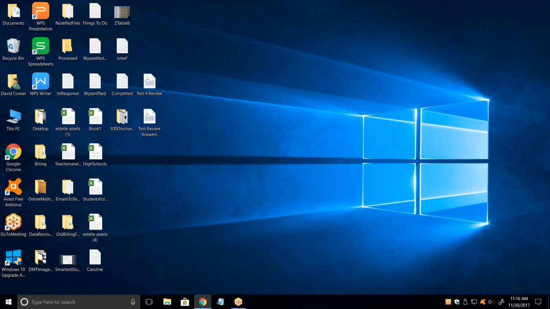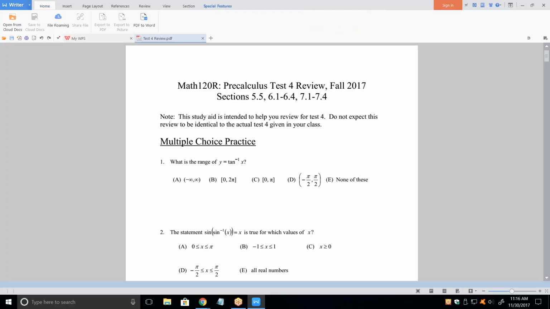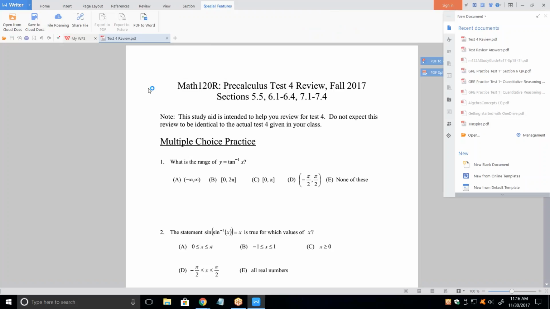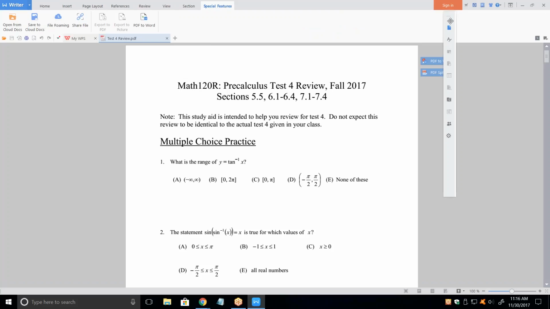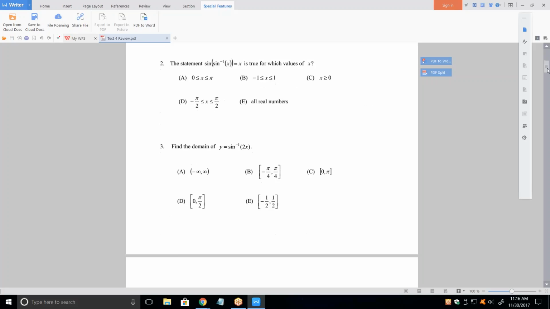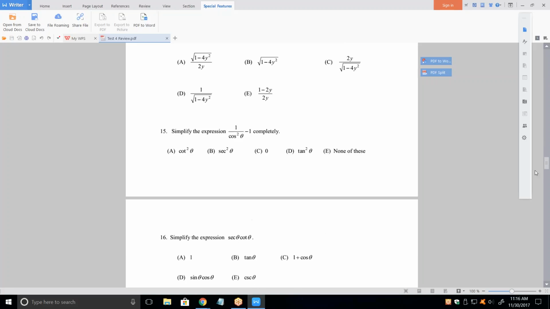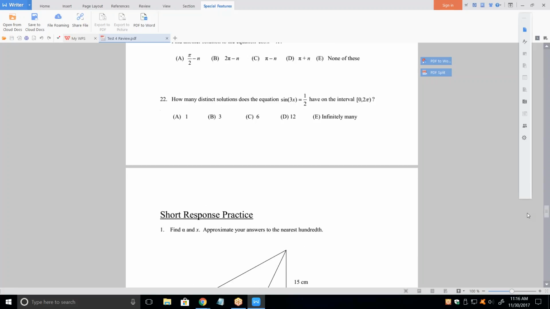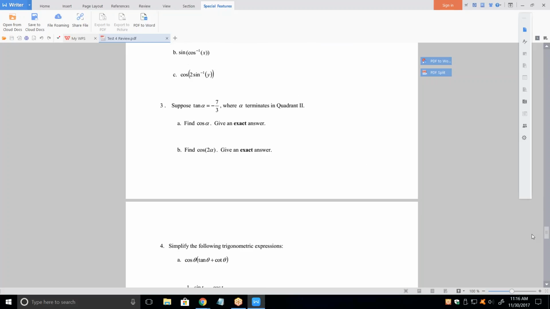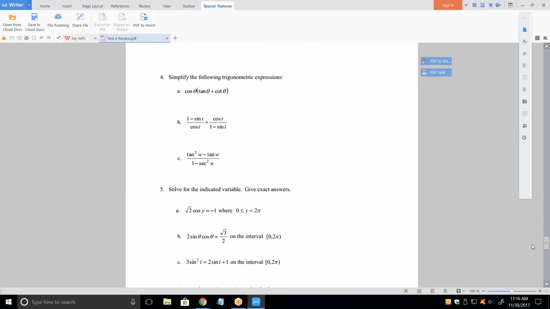Hold on. Let me figure this out. First of all, what do I have open? Just those two. Okay, so I should be able to click on your test for review, and I should be able to find where we were at. There. That's what I was trying to do, get rid of that, because I couldn't get access to the scroll bar. So we just did 3B.